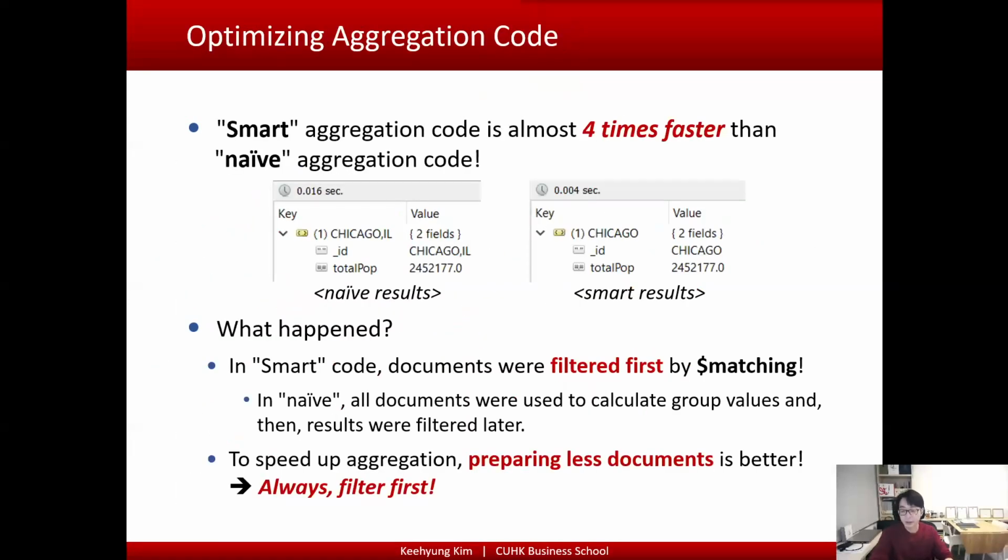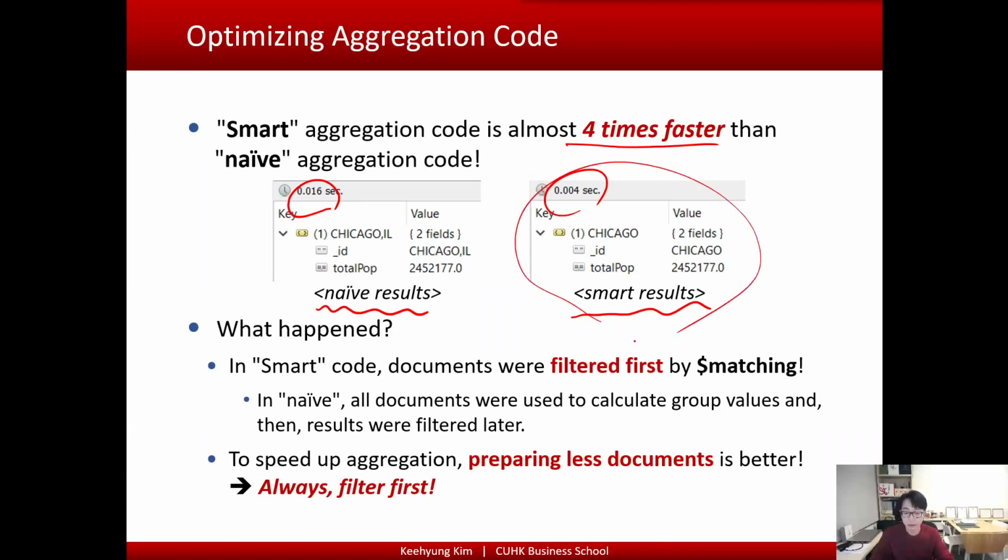So when I tried it in a different shell, basically in MongoDB, you can see the speed of operation is actually different. In the naive code, it took 0.016 seconds, and for the smart code, it took 0.004 seconds. So basically, the smart code was about 4 times faster when I tried it. Depending on the PC and the situation, this time might be different. But if you did it multiple times and took the average, you will get this kind of result. So the smart code is much faster.